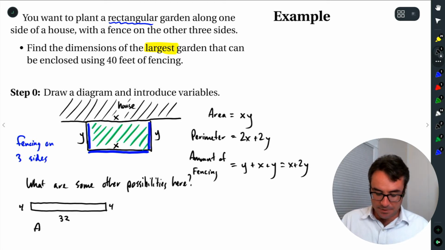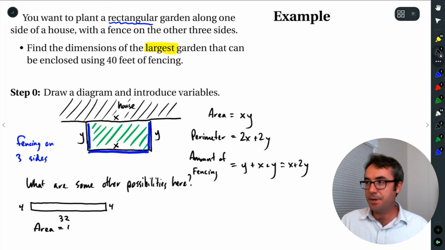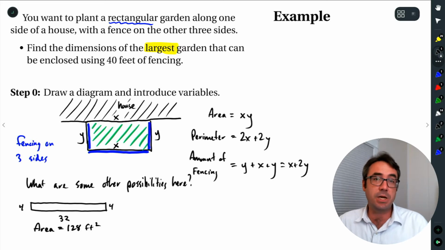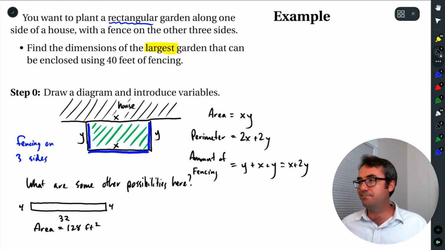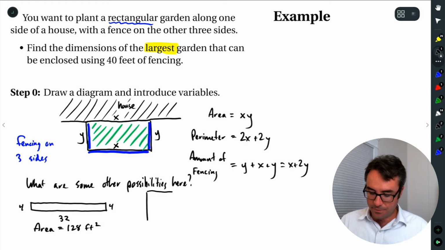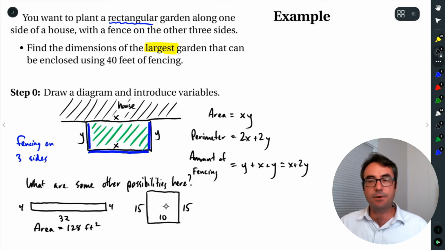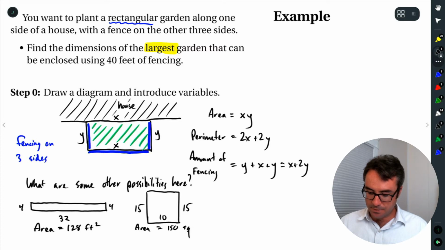What would my area be in this case? It would be 4 times 32. It'd be 128 square feet. Okay, maybe that works out. But if I make this a little bit more squarish, what else could I do? Well, I could have something like this, or maybe I have 15, 15, and 10. What would be the area of this garden? So if you notice, the area here would be 150 square feet.